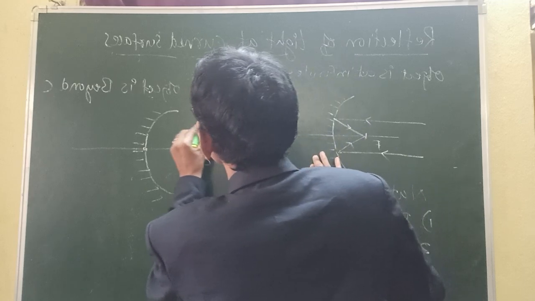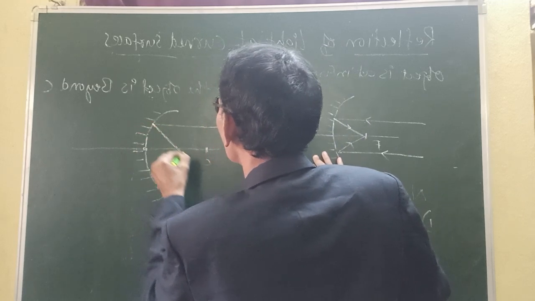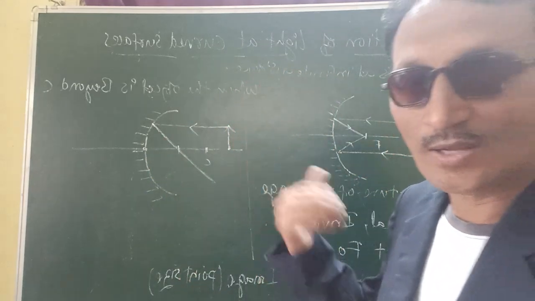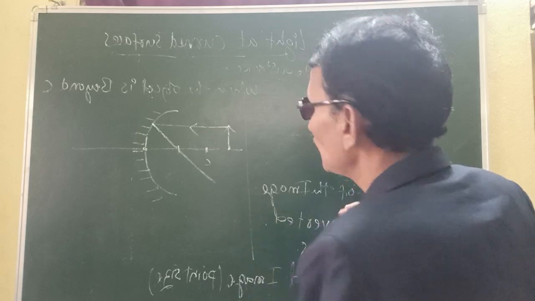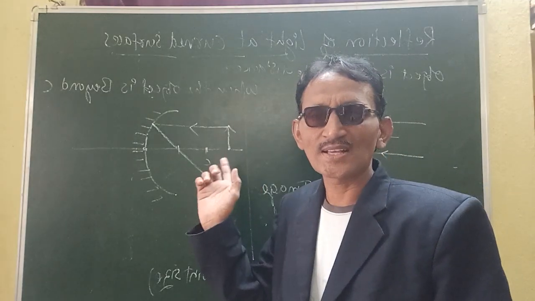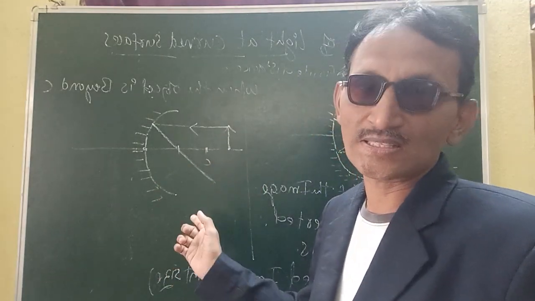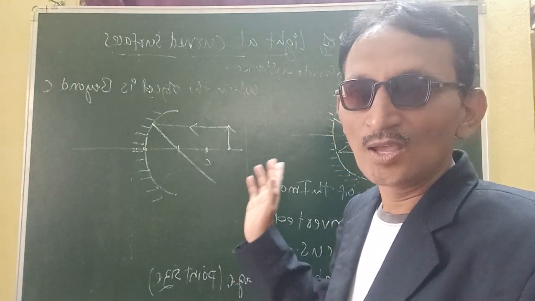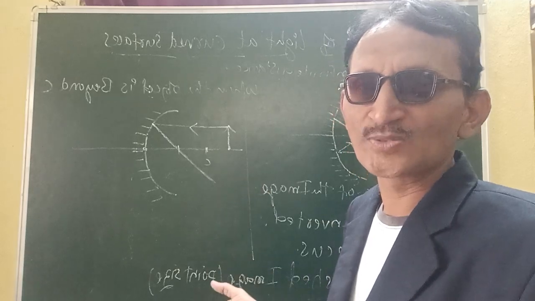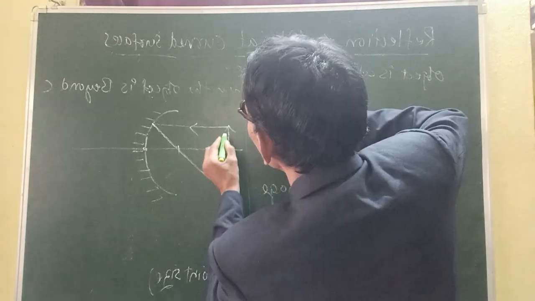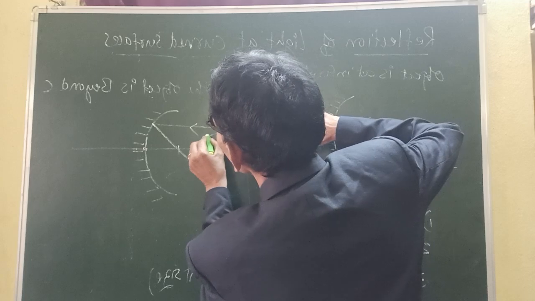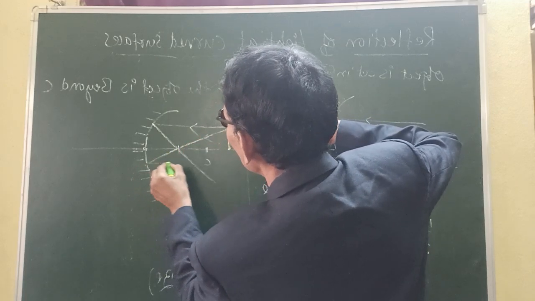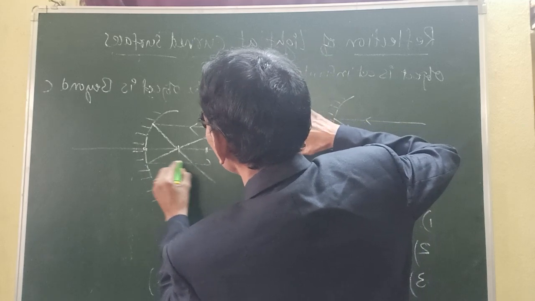The parallel ray always passes through focus. So the ray, after getting reflected from the concave mirror, passes through focus. You can take the second ray either from the pole or from the focus. A focus ray always goes parallel to the principal axis. So now take the focus ray. This is a focus ray. After getting reflected from the mirror, it just passes parallel.